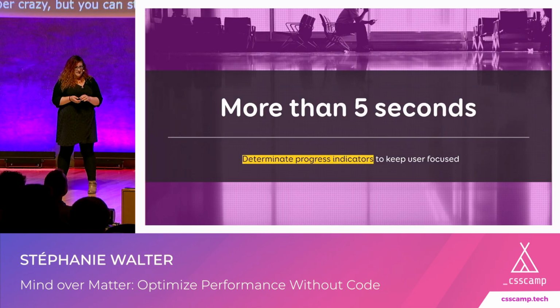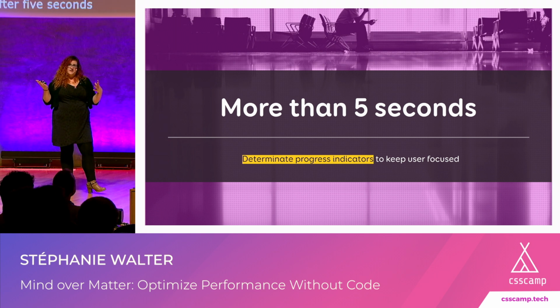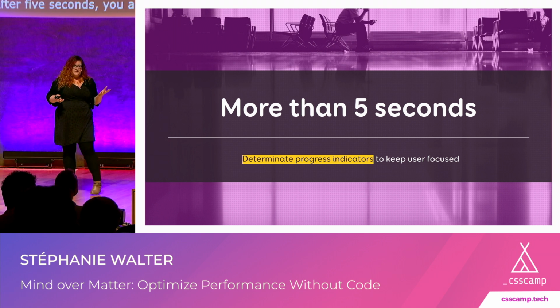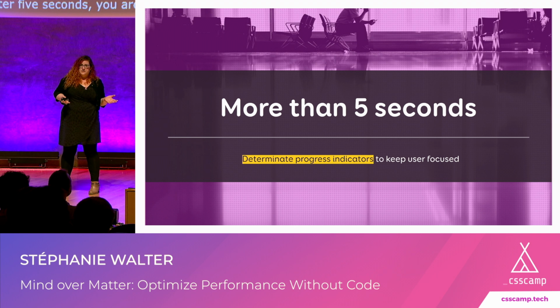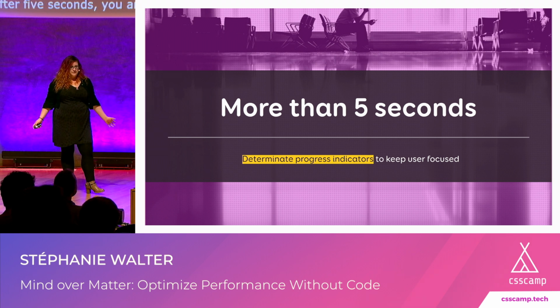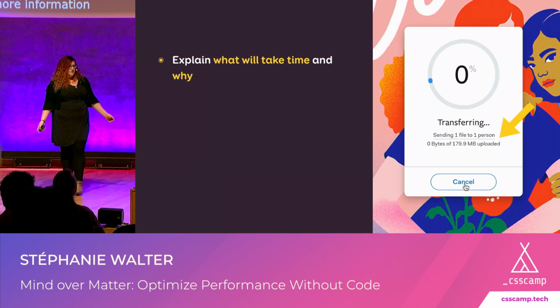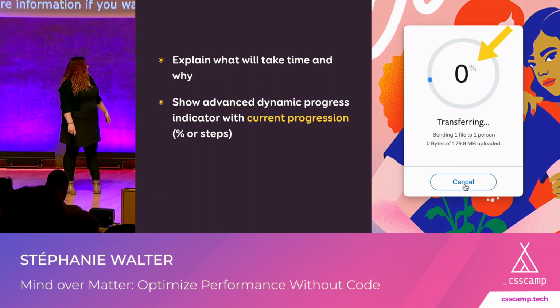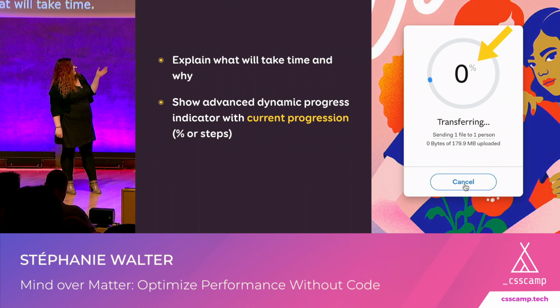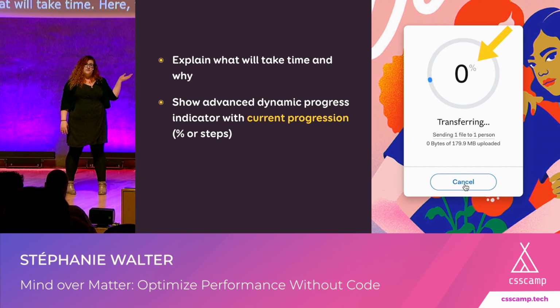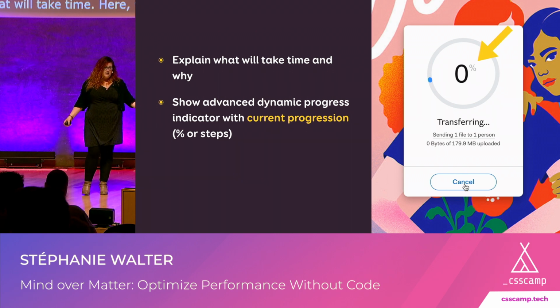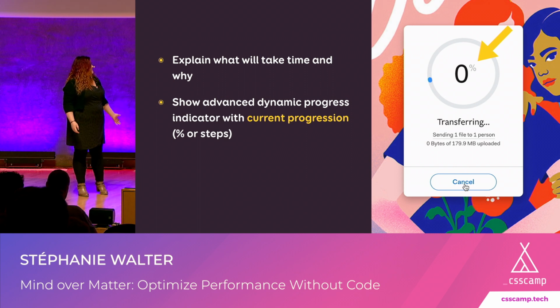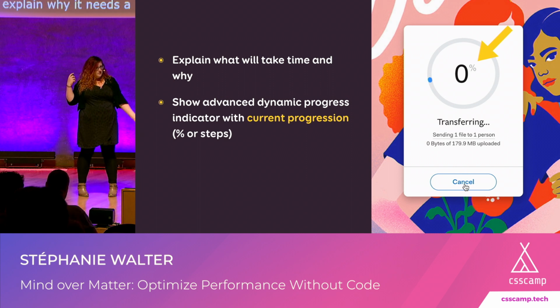After 5 seconds, you are slowly reaching the frontier of your user tolerance. So they need more information if you want to keep them waiting. What you want to do is first explain what will take time. Here, what will take time is transferring a file. The file is pretty big, so WeTransfer explains to me why it's going to take a lot of time. Then show advancement. How is it going?